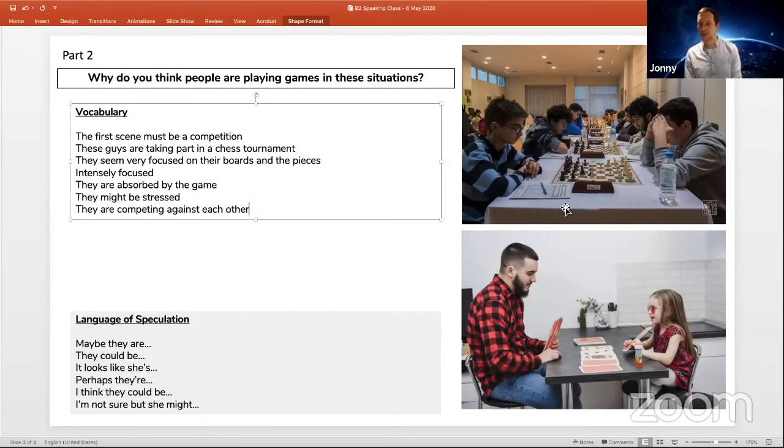Excellent. Okay, what about this second picture? And don't forget to answer the question, why are they playing in these games? Or why are they playing games in these situations? Is it because they want to? Do they enjoy it?